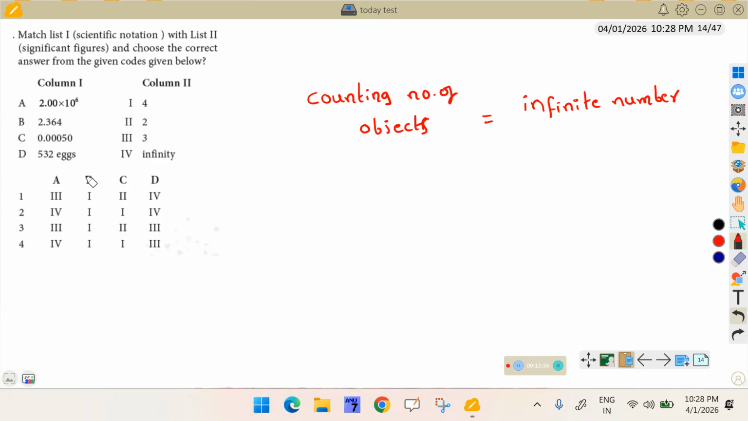Match the following. Counting the number of objects contains infinite number of significant figures. D4. So remove the third option. Fourth option: 2.364 contains 4 significant figures. After that, 2.00 × 10^6. This is scientific notation. Neglect the scientific notation. It contains 3 significant figures. Starts with 3, ends with 4. First option.